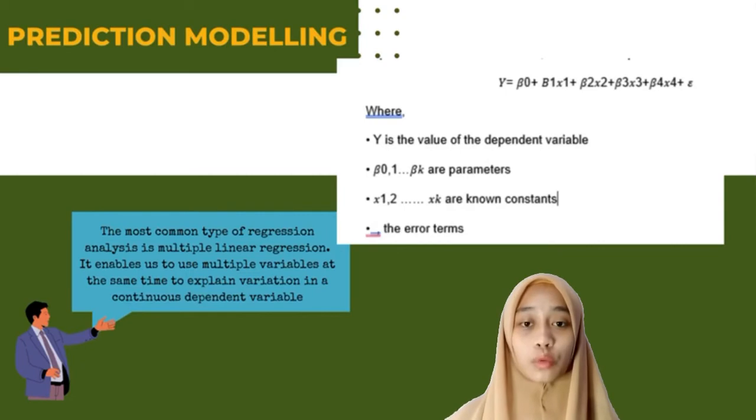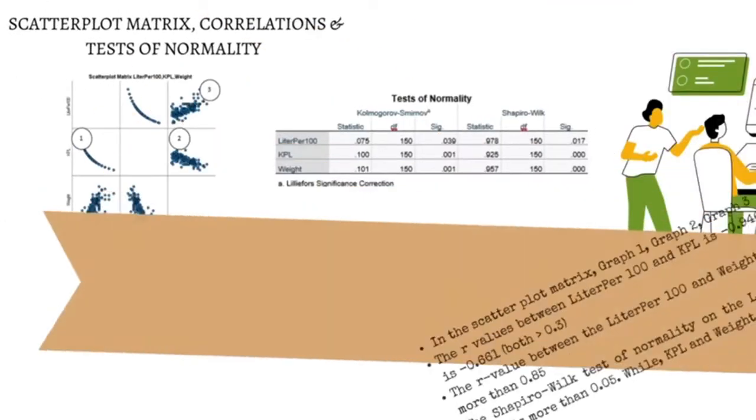As a result, every value of the independent variables has the potential to be related to the dependent variable. In our analysis, the data set contains many independent variables. The dependent variable y is liter per hundred, while KPL x1 and weight x2 are the two independent variables. Thus, multiple linear regression would fit the data better than simple linear regression.